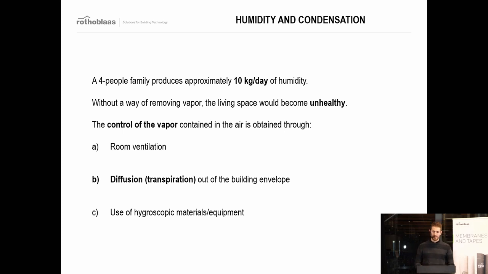So the easiest thing to do, most of all, is ventilating the room. Of course, that is not always possible, because, for instance, if it's very cold outside, if it's winter time, if you open up the window for too long, you really have also a loss of the heat that you have inside your building. So another way is use of a hygroscopic material, but that's not always easy.